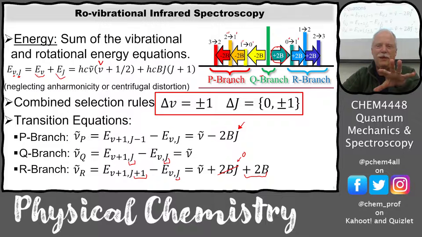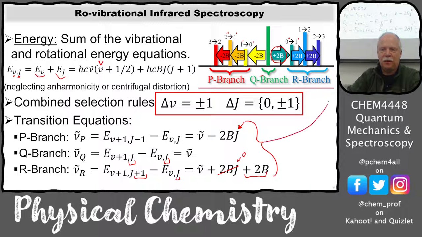Okay. Before we leave infrared absorption and go to Raman, are there any questions about this? This is all the theory for the infrared rovibrational spectrum. Is there anything that confused you? Now's the time to clear it up. I'll just reemphasize this, these transition equations give us the horizontal axis of the spectrum.